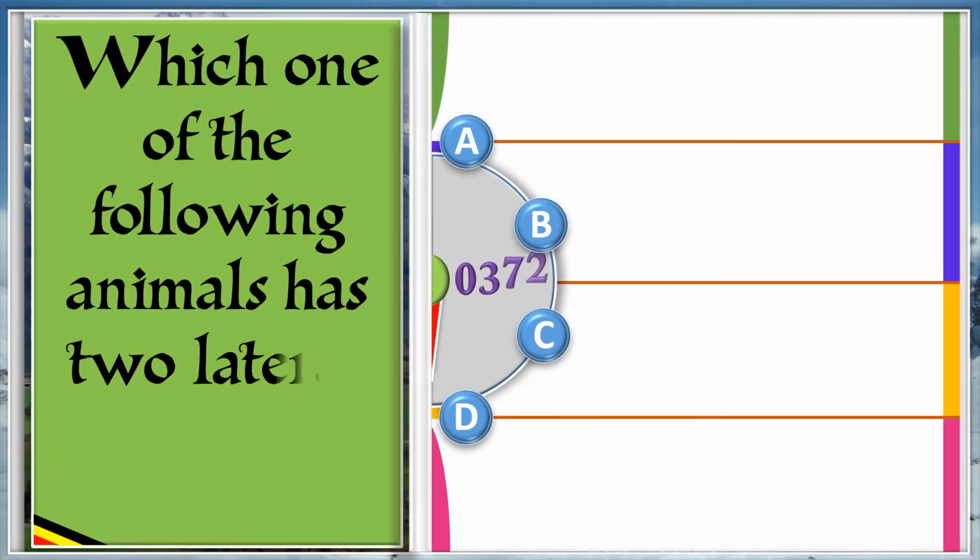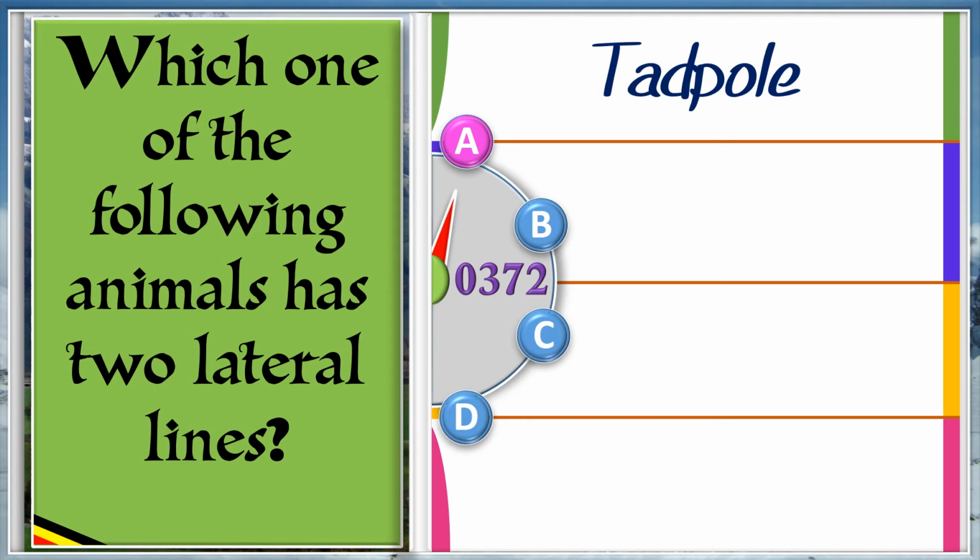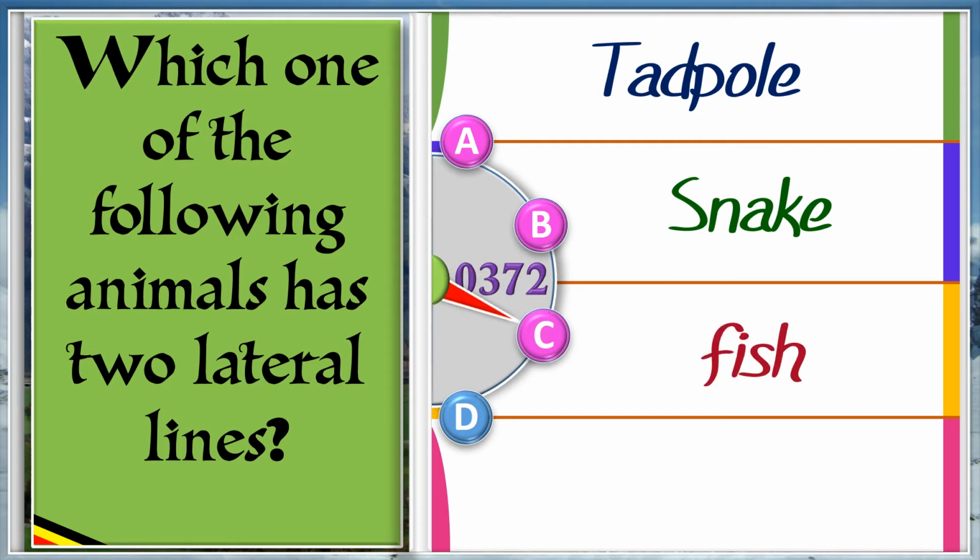Which one of the following animals has two lateral lines? A. Tadpole. B. Snake. C. Fish. D. Lizard. And the answer is C. Fish.